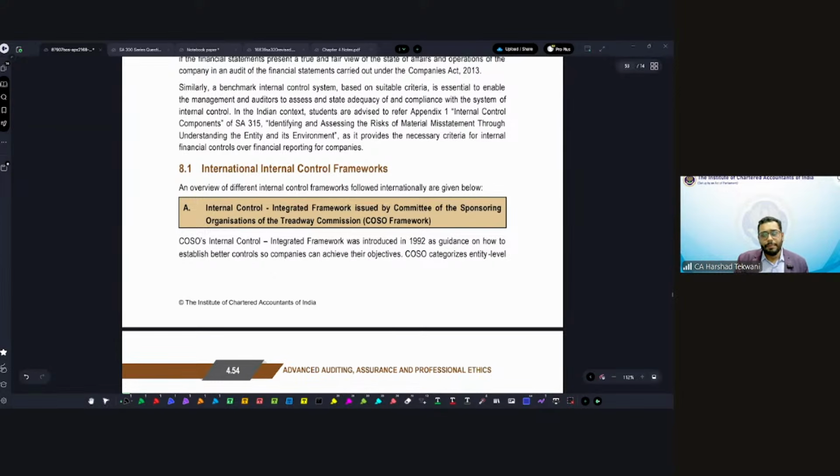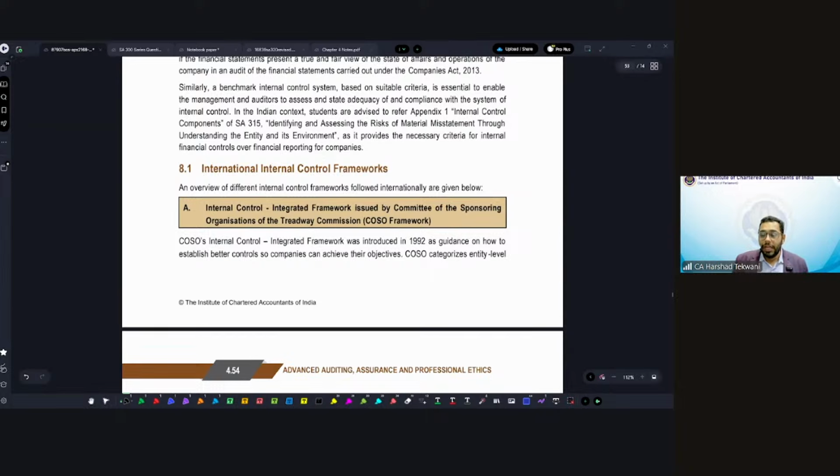If you are testing for the company set, then you need to follow the guidance note. If you are a chartered accountant in India auditing as per the standards, you have to follow the guidance note. So there, you need to follow the framework which is given in the guidance note to evaluate the internal control.